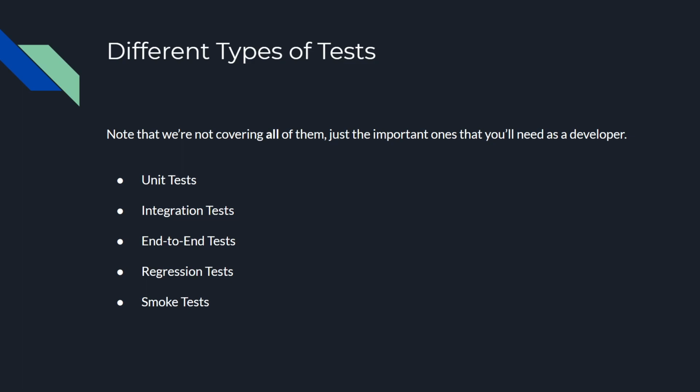Regression tests are super useful. If you find a bug, you write a test that tests for the bug. When you have found the bug, the test should fail. When the bug is fixed, the test should pass. This is a regression test. It's basically a bug checker.